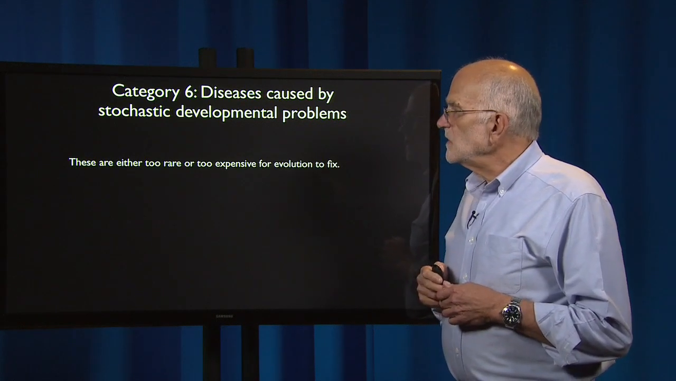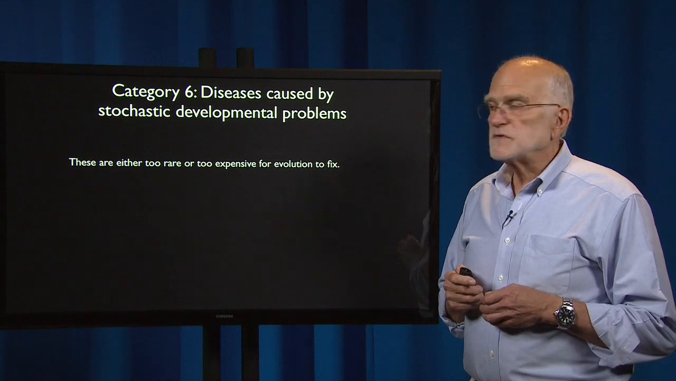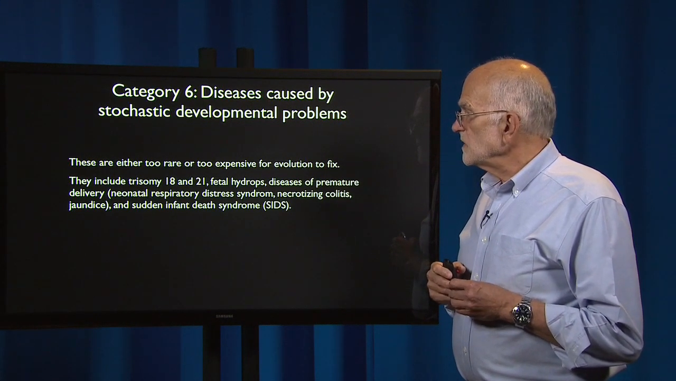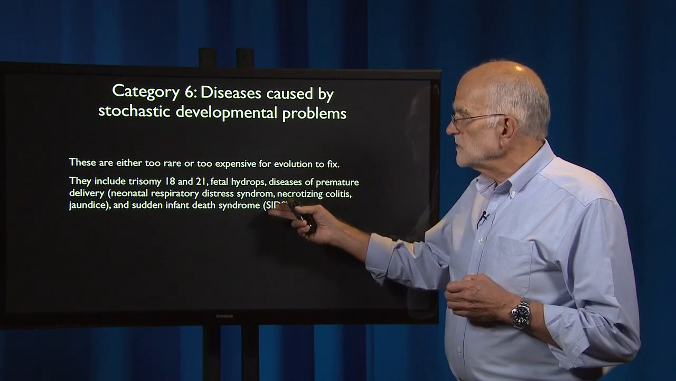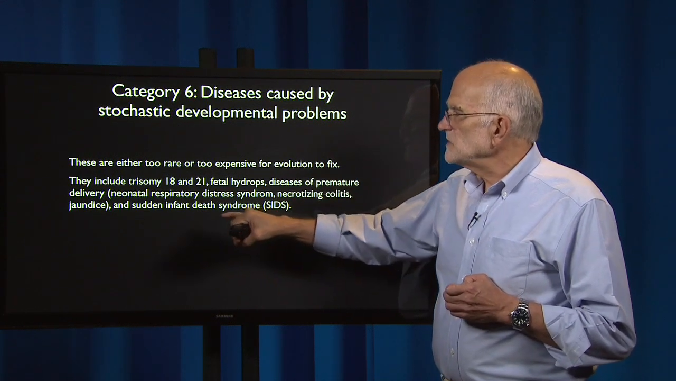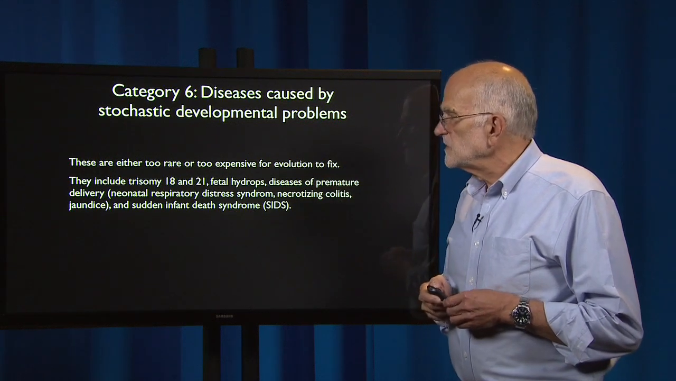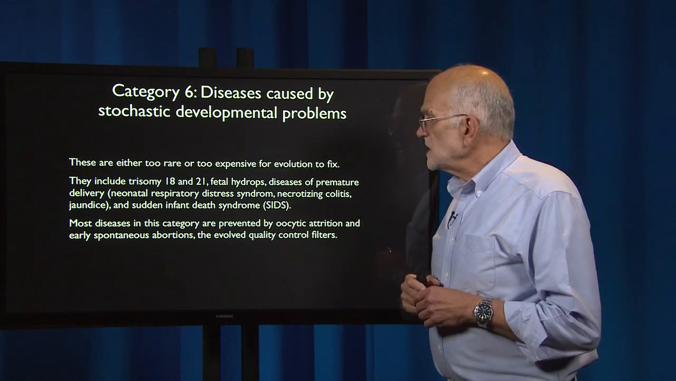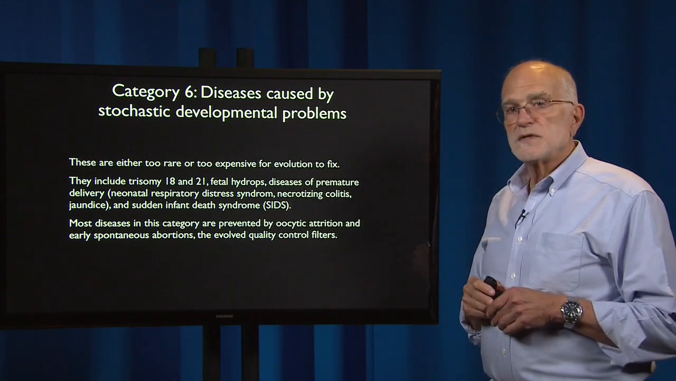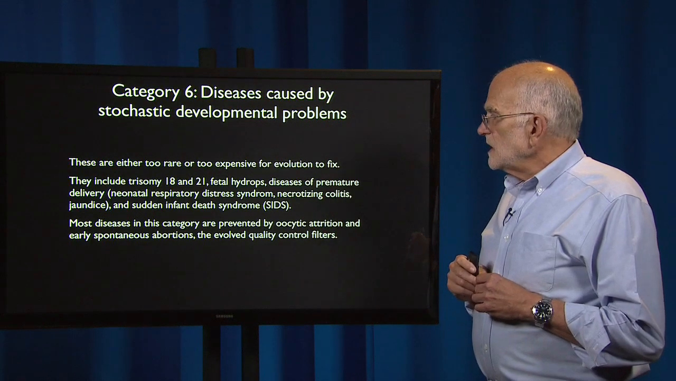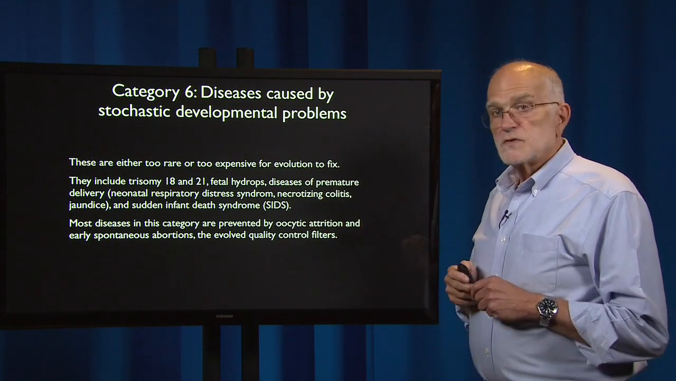They're either too rare or too expensive for evolution to fix. They include trisomy 18 and 21, fetal hydrops, diseases of premature delivery, neonatal respiratory distress, necrotizing colitis, jaundice, and sudden infant death syndrome, SIDS. Most diseases in this category are prevented by oocytic attrition and early spontaneous abortions, which are the evolved quality control filters.